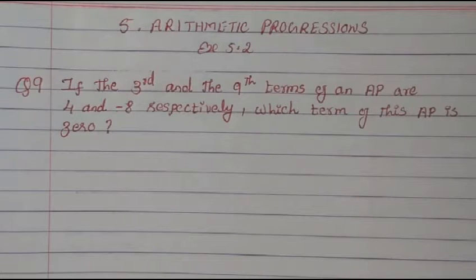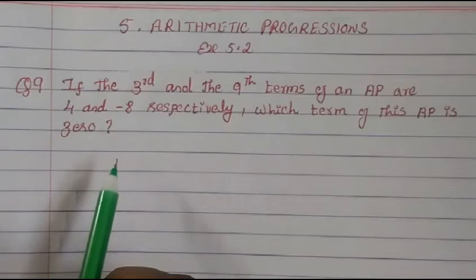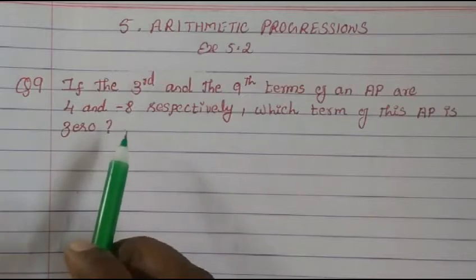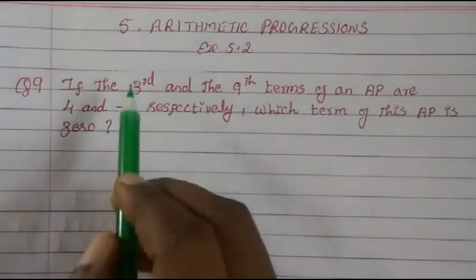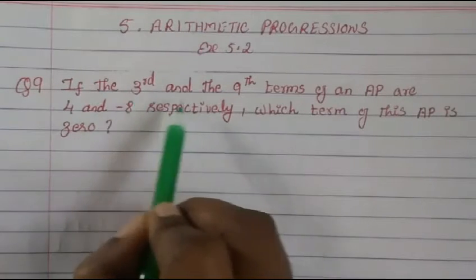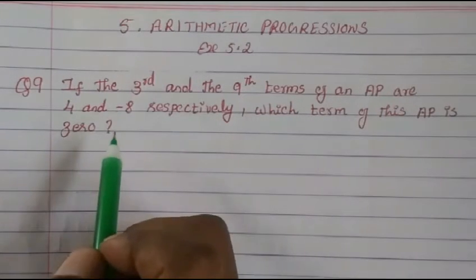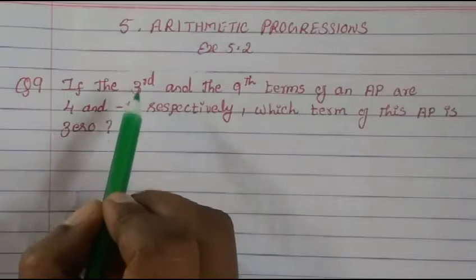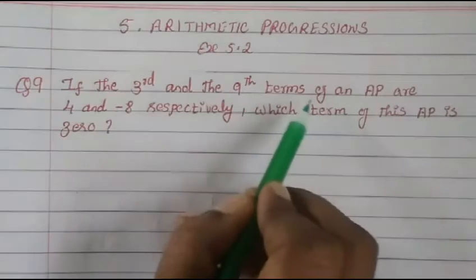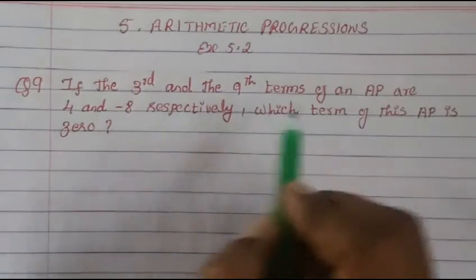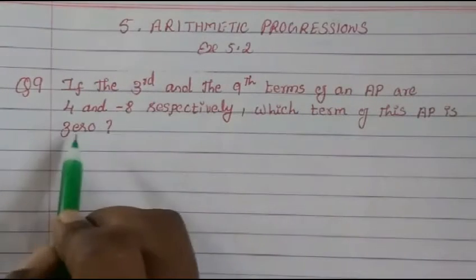If the third and the ninth terms of an AP are 4 and minus 8 respectively, which term of this AP is 0? Like the other sums we have done, question 8, 7, same way only we have to find out. Try to understand here: the third and ninth terms of an AP are 4 and minus 8. So that means the third term is 4, then the ninth term is minus 8. So which term of this AP is 0?